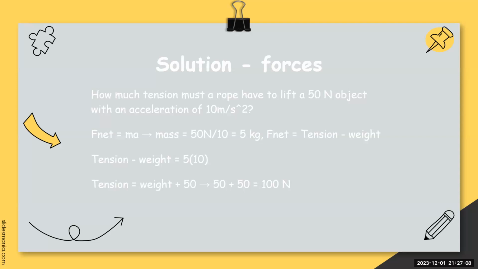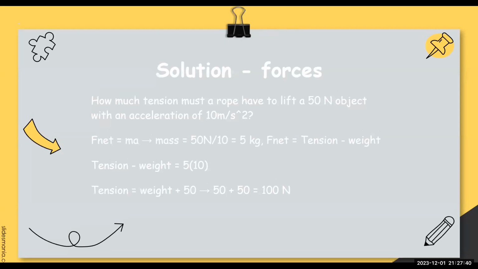So you do F equals ma, where the net force is tension minus weight, and that equals ma. And as we just solved, mass is 5 kilograms, and then the acceleration is 10. So that would give us tension equals weight plus 50, just moving the weight to the other side. And the weight would be 50 newtons. So 50 plus 50 would give 100 newtons. So yeah, that would be the tension force. And I think that's it.